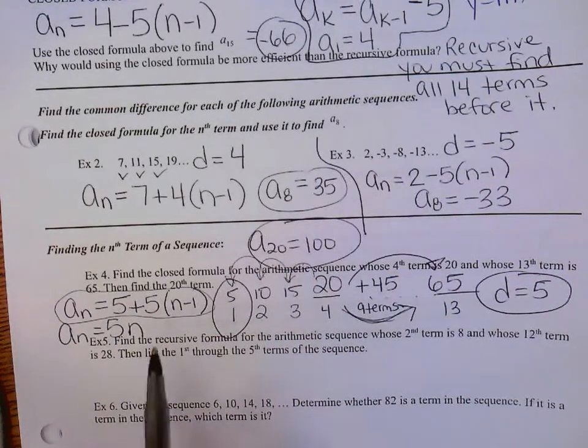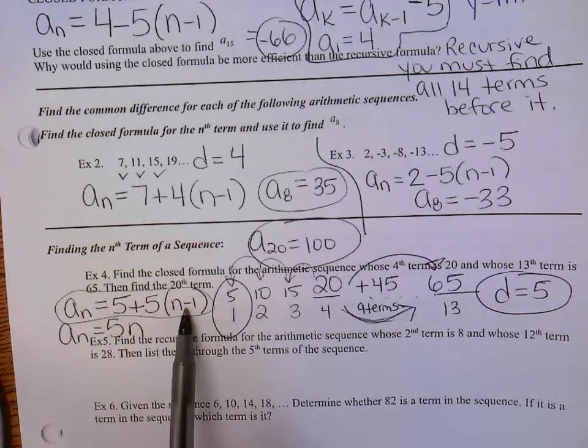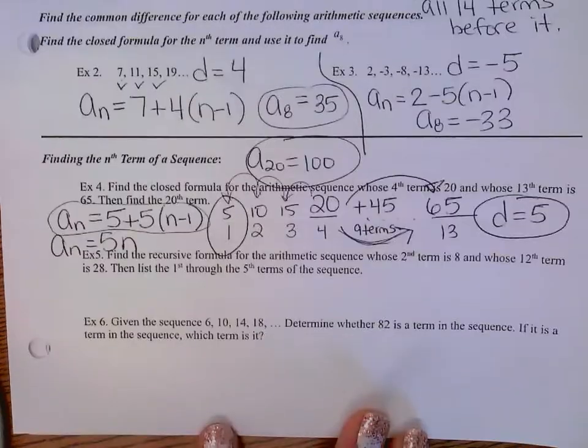And you'd get the same thing here because you'd start at 5 and you'd add 5 19 times. So that is also 100. All right, let's do another one.